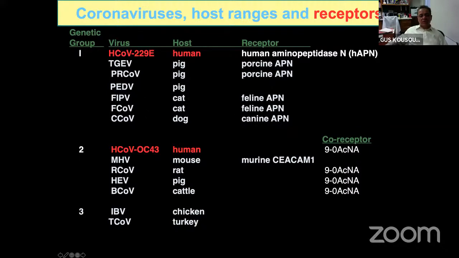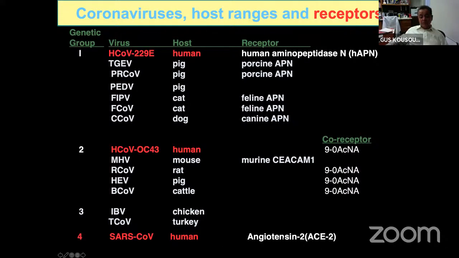Different other molecules have actually been used as receptors too. But we also have the carcinoembryonic antigen, CEACAM1, for mouse hepatitis virus, which is well characterized, as well as a co-receptor, the O-linked acetyl glucosamine. So the binding to these different receptors really determines, as I said, the host range of the virus. And of course, for SARS-CoV-2, we now know that it uses the angiotensin-converting enzyme 2, ACE2, receptor.